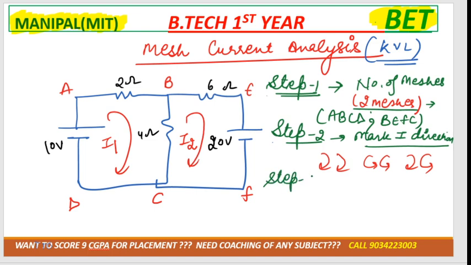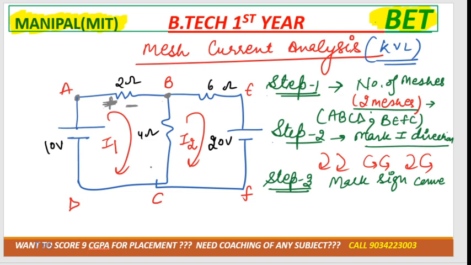Now after step number 2, we have step number 3, that is we have to mark sign convention. As you know, current always flows from higher potential to lower potential, right? So just imagine you are I1. Okay, this is not a current, you are I1 and you are moving from A to B or B to A, according to the given direction? From A to B. So it will be marked as positive here and negative here. Why? Because current always flows from higher potential to lower potential. Higher potential will be marked as positive and lower potential will be marked as negative.